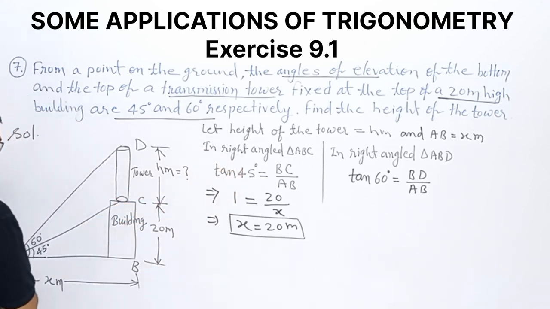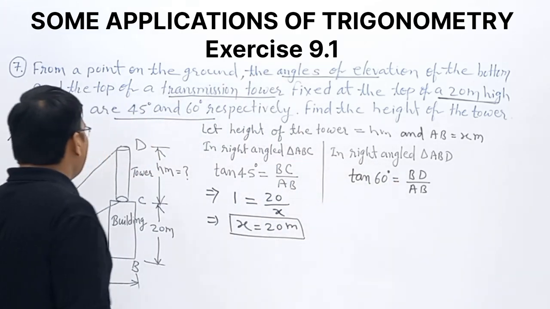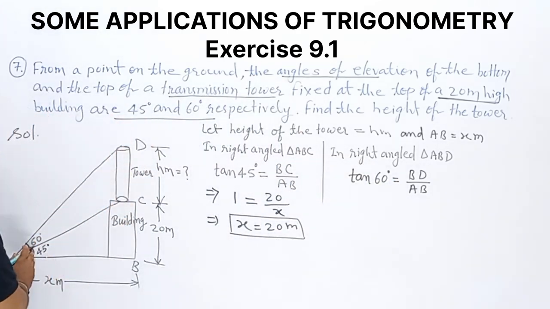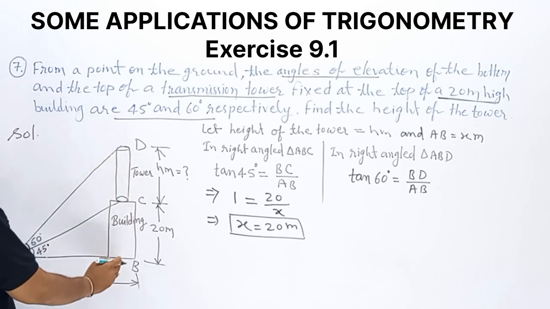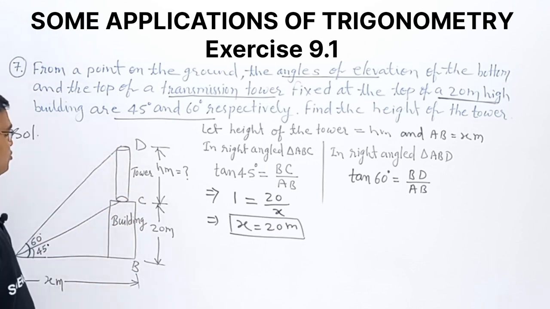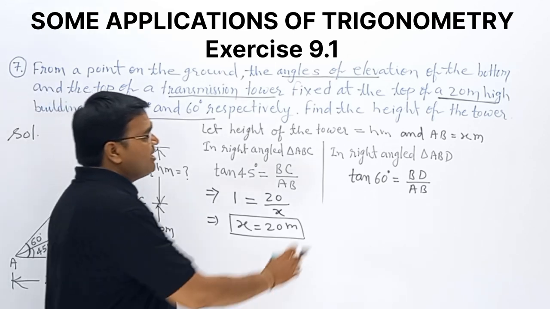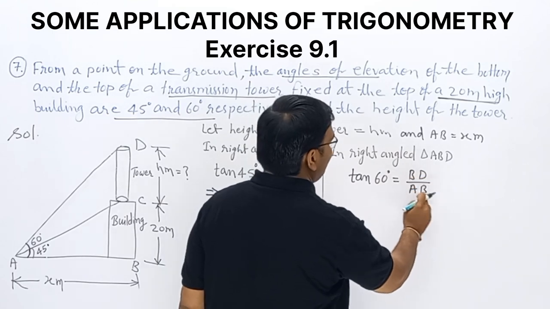Now we consider triangle ABD, in which we are having an acute angle of 60 degrees, the angle of elevation for the top position of the tower. So tangent 60 degree equals what? Tangent theta is perpendicular upon base. For this acute angle the opposite side is the perpendicular. So BD is the perpendicular and AB is the base. So tangent 60 degree can be written as BD upon AB.